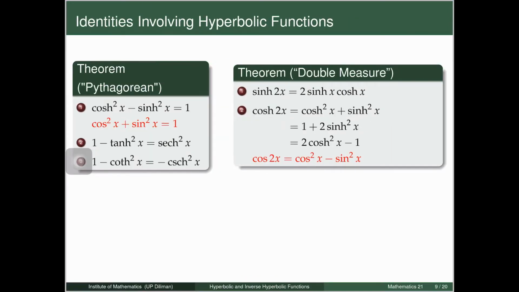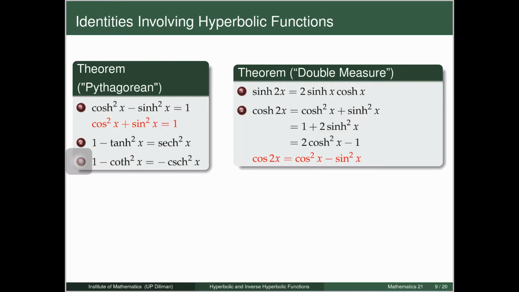Meron din tayong double measure or double angle identities. Yun yung tawag natin minsan sa trigonometric identities. So, yung sin 2x natin, it is equal to 2 sin x cosine x. For hyperbolic functions, medyo ganun din. Sinh 2x is just 2 sinh x cosh x. Again, yung usual na pagkakamali, kapag gusto mong kunin yung sinh 2x, hindi lang ilalabas yung 2 doon.